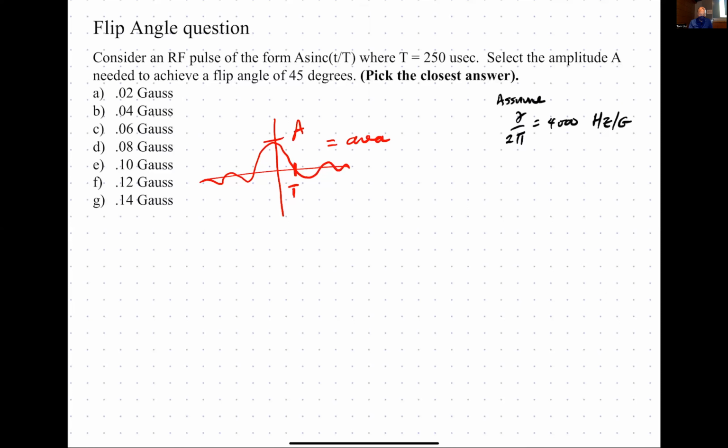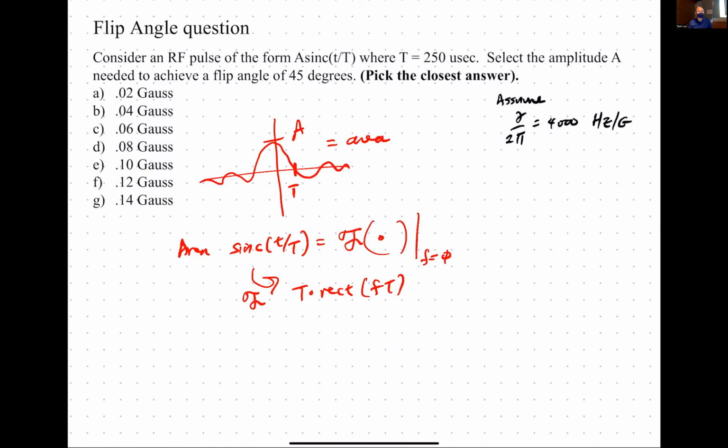I know that the area of sinc(t/T) is just its Fourier transform at F equals 0. The Fourier transform of this is T times rect(FT), by the scaling theorem. Then I plug in F equals 0, and I get just T. So the nice thing is I know the area of this is just A times T. And I'm trying to get gamma times A times T equals pi over 4.